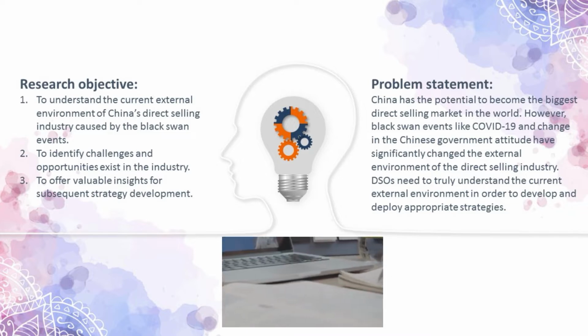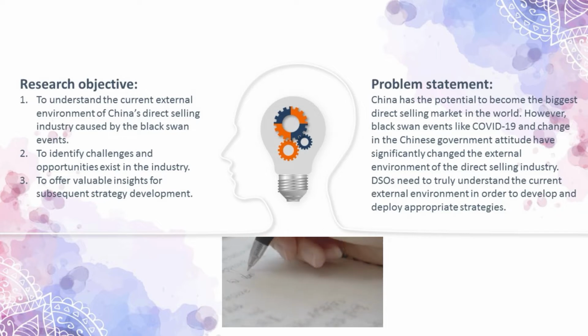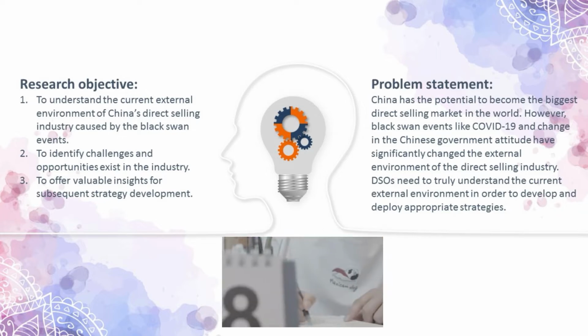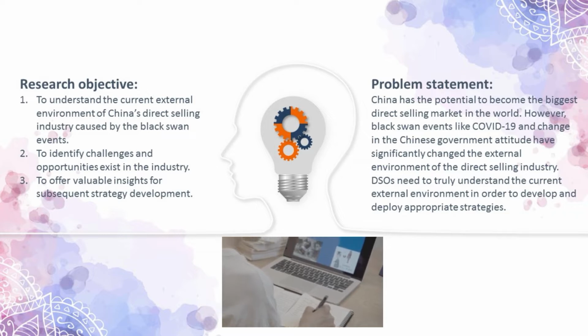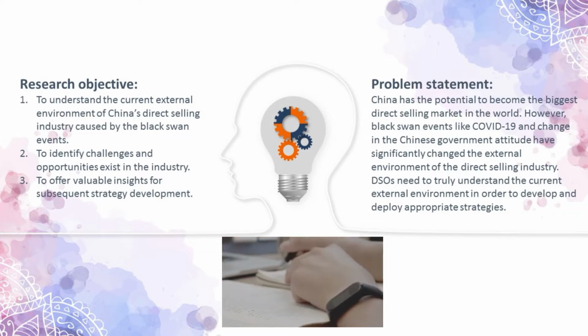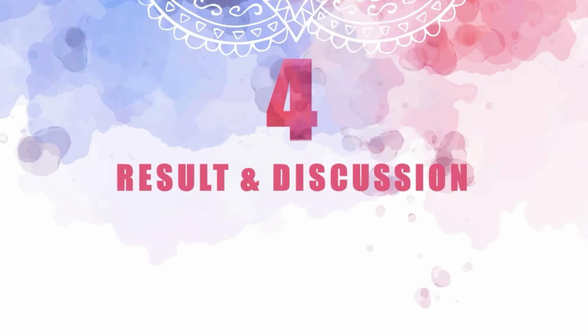From there, we develop the problem statement. China has the huge potential to become the biggest direct selling market in the world. However, black swan events like COVID-19 and changes in the Chinese government's efforts have significantly caused the external environment to change. Direct selling companies need to truly understand the current external environment in order to develop and deploy appropriate strategy. With that, we use the PEST analysis approach to conduct the external environmental scanning. Next, we move on to result and discussion.